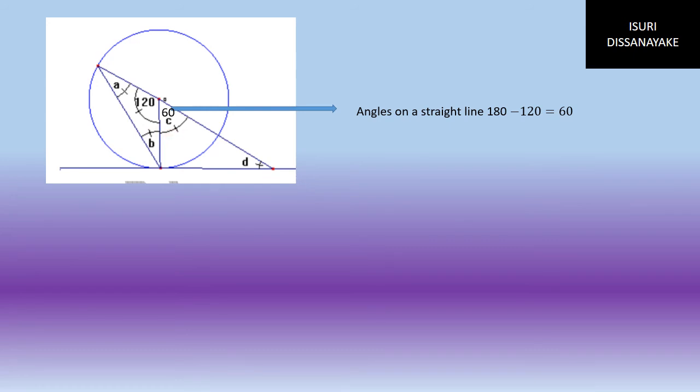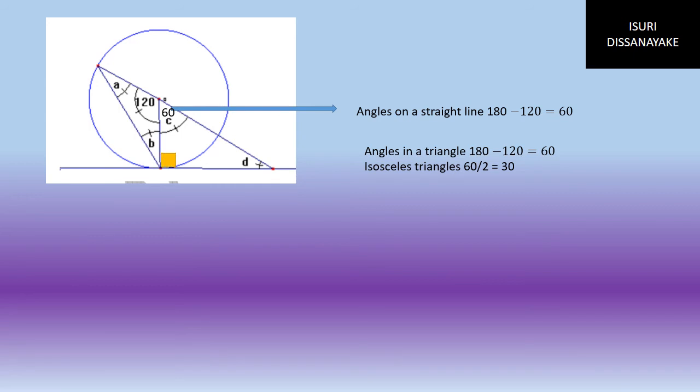Then I will refer to this triangle, which is an isosceles triangle, because this is the radius and this is the radius. Angles in a triangle add up to 180. From 180, when we subtract this 120, which is within this circle, we get 60. And we divide it by 2 to work out each angle. So we got it as 30.